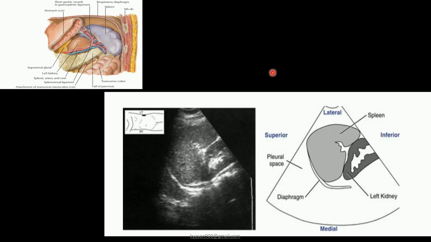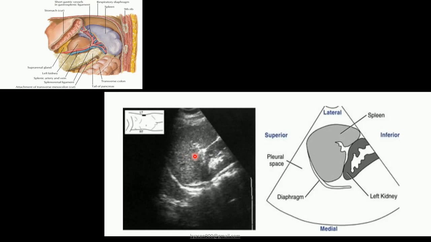These images here are still showing you the same orientation. To appreciate the spleen, we say the spleen is going to be close to the diaphragm, above and posteriorly, and that's why in these images you can see this diaphragm clearly above and slightly posterior to your spleen. This is the diaphragm here. The left kidney, of course, is seen slightly below the spleen, and it can be clearly visualized in this image.